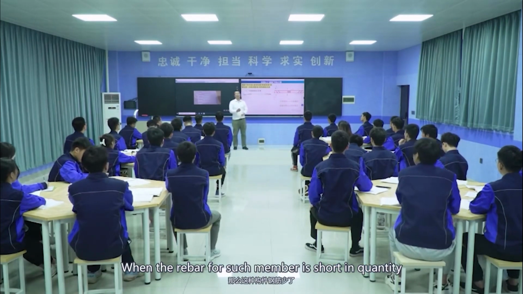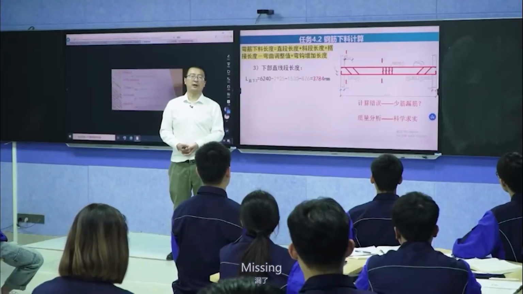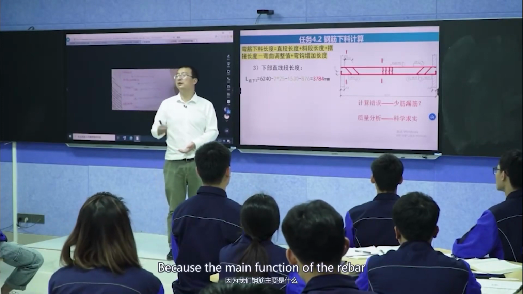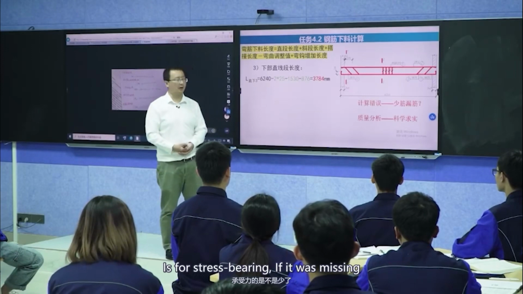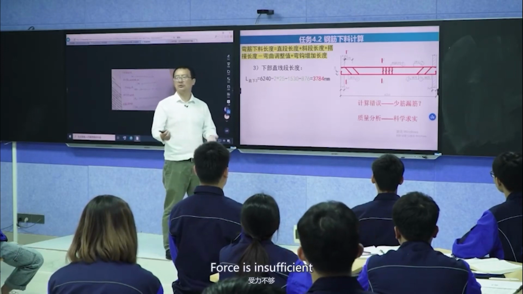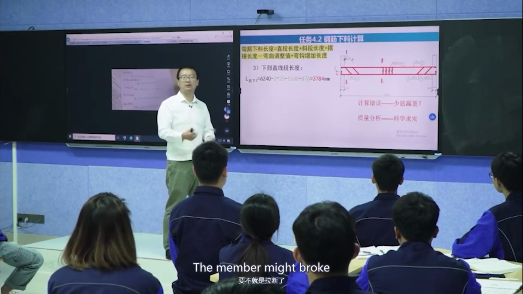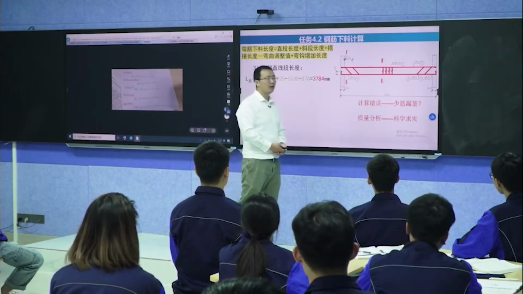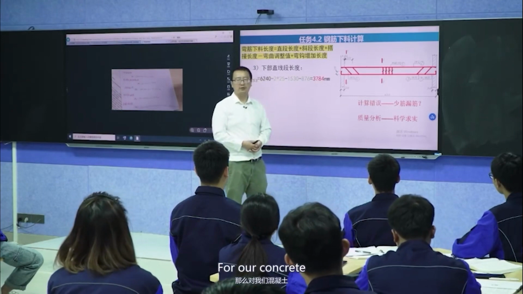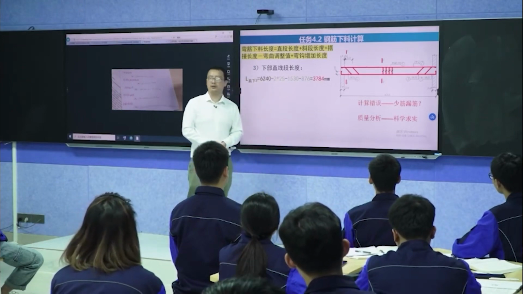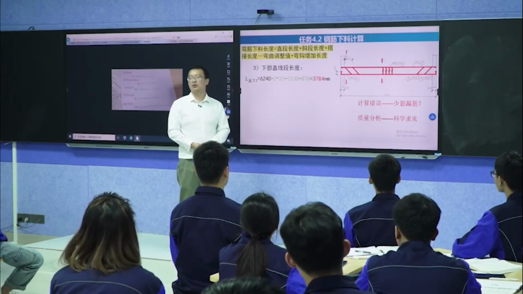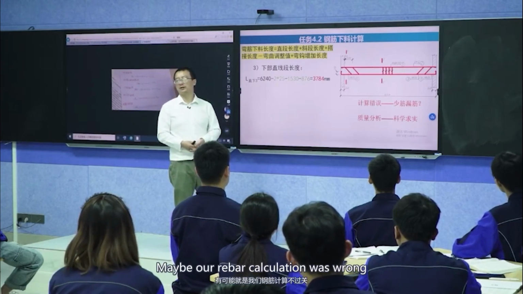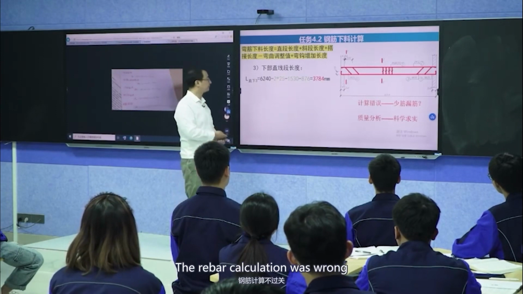When the rebar for such a member is short in quantity or missing, what will happen then? Unsafe. Its stress bearing will be affected, because the main function of the rebar is stress bearing. If it was missing, the force is insufficient, the member might break, or some parts of the concrete might fail, because there is no rebar for our concrete. When there is a quality issue and we need to trace to the source, one of the trace points may be that our rebar calculation was wrong.